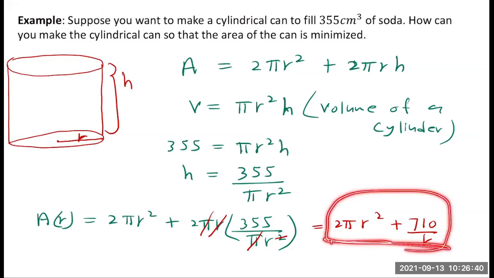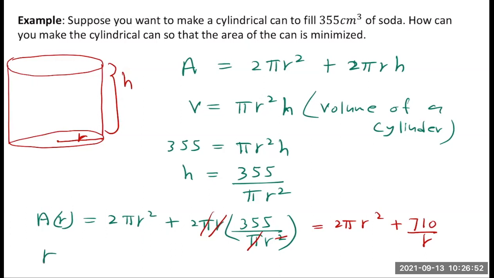But the next question is, for what values of r am I going to minimize my function? What is the interval of minimization? That's the next thing we need to figure out, right? Clearly, r has to be greater than or equal to 0, because r is the radius and cannot be negative. And also we know that h has to be greater than or equal to 0. H is the height of the cylinder.